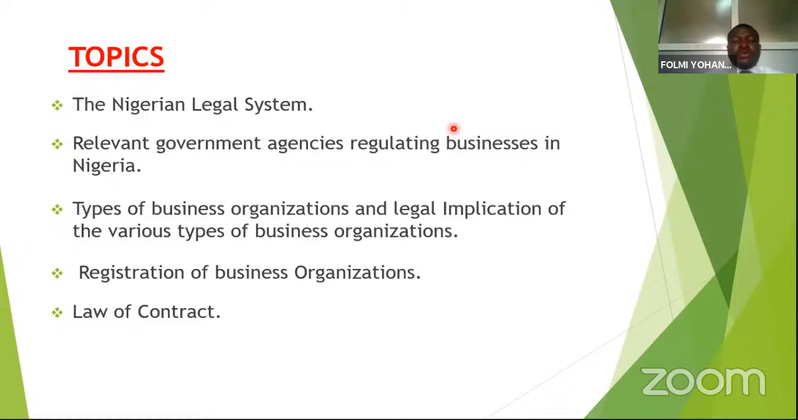When we come to types of business and legal implication, you get to have an understanding of what kind of business you are running, whether your company is registered or not. If you are about to register, you get to know whether to register a company or a business name. By the time we are done with types of business organization, then we will learn how to do registration of business organizations with the Corporate Affairs Commission. And finally, we'll discuss the law of contract.